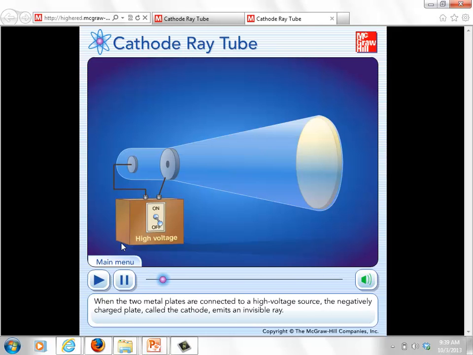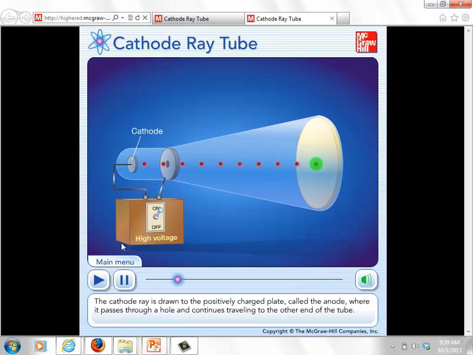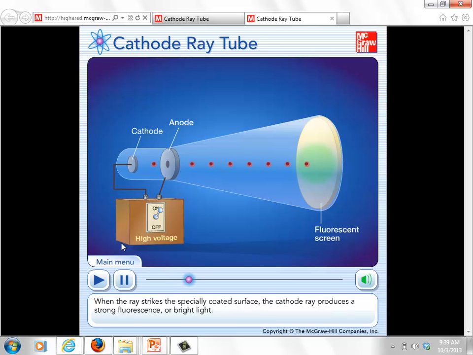When the two metal plates are connected to a high voltage source, the negatively charged plate, called the cathode, emits an invisible ray. The cathode ray is drawn to the positively charged plate, called the anode, where it passes through a hole and continues traveling to the other end of the tube. When the ray strikes this specially coated surface, the cathode ray produces a strong fluorescence, or bright light. And that's what we see in TV.